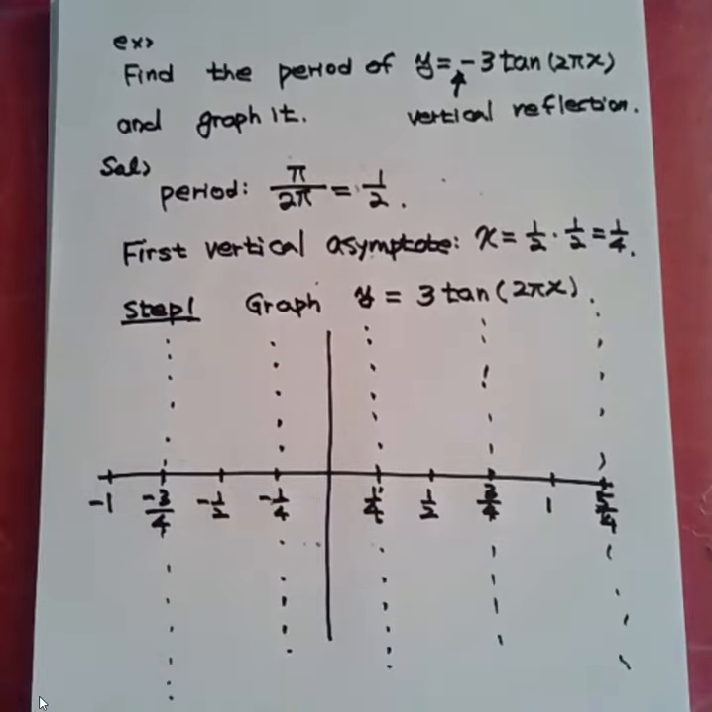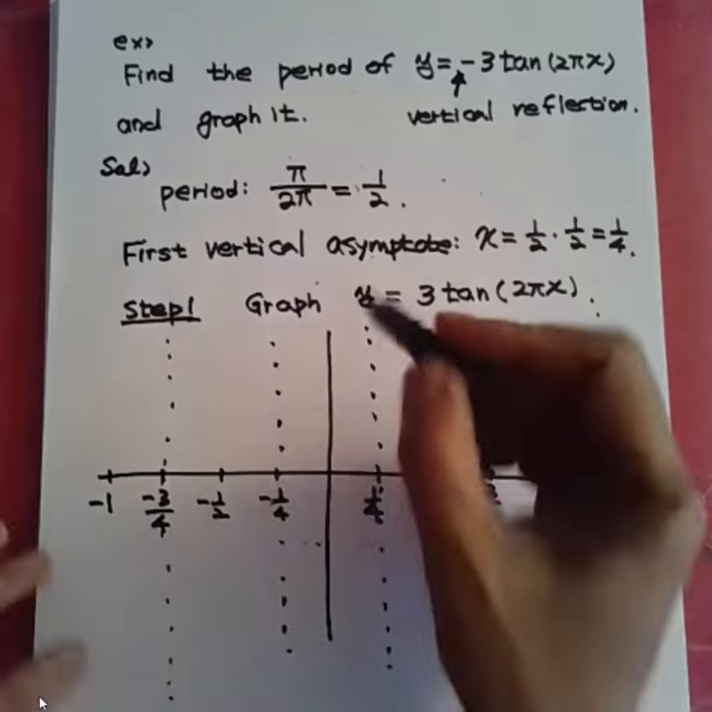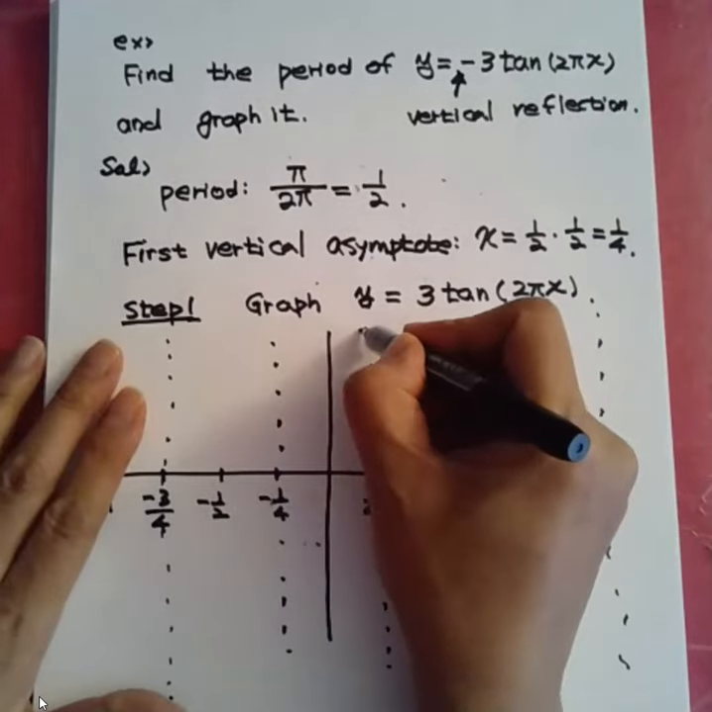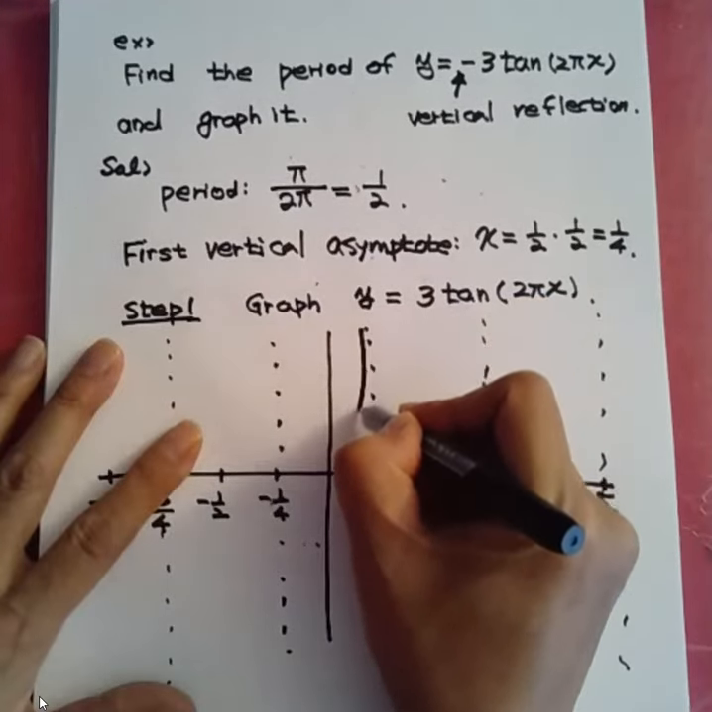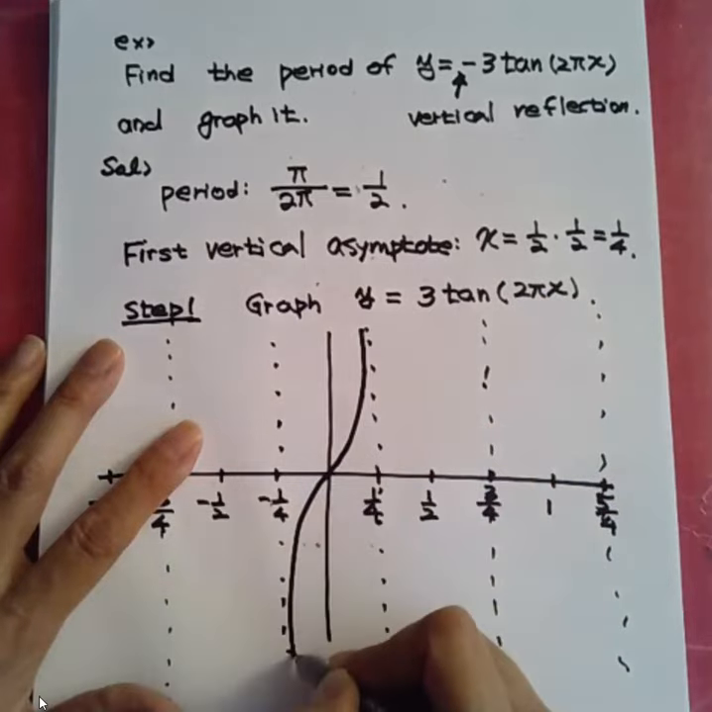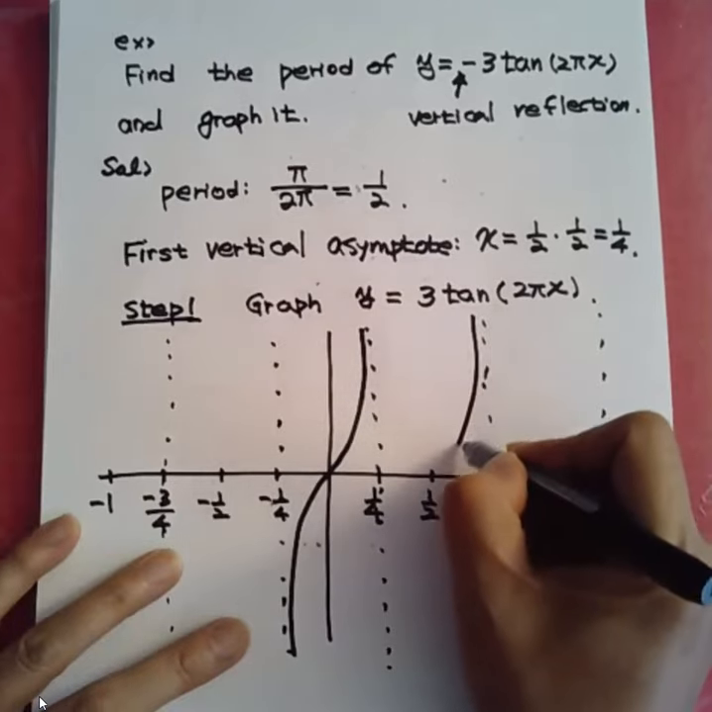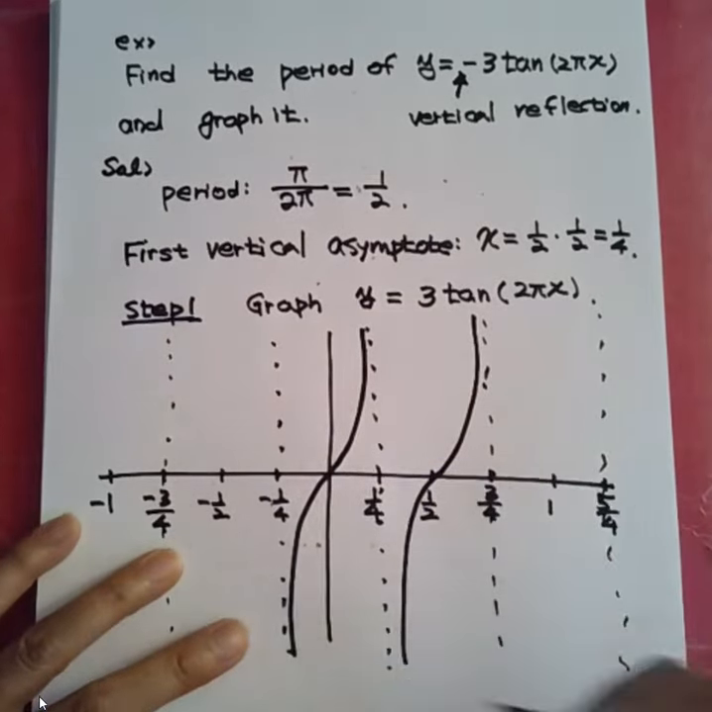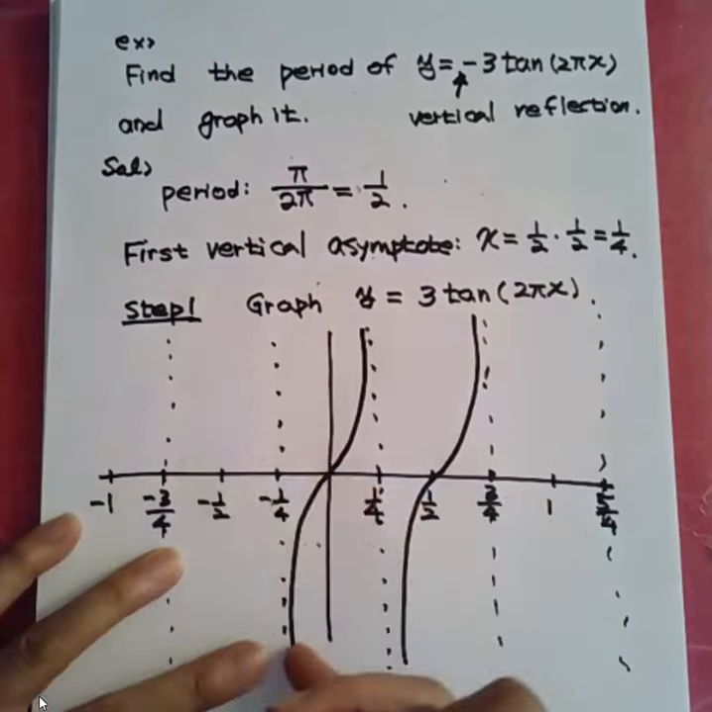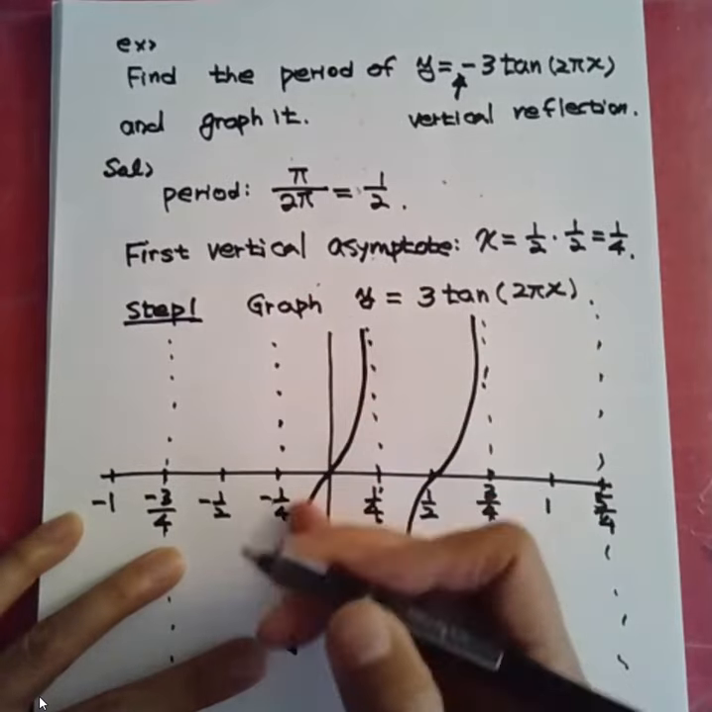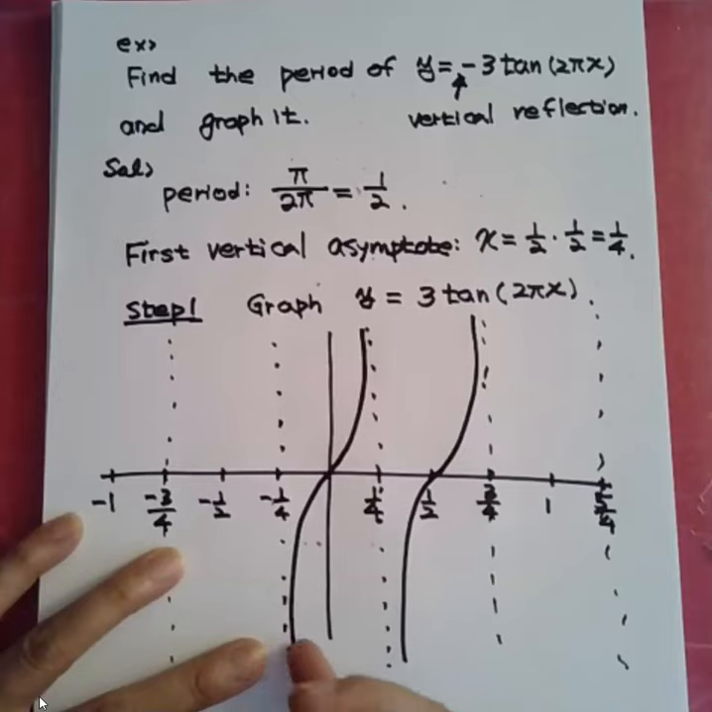This is just the tangent graph whose period is adjusted, and which is vertically stretched. But the shape of the tangent function will stay the same. In quadrant 1, that is positive. In quadrant 4, that is negative.